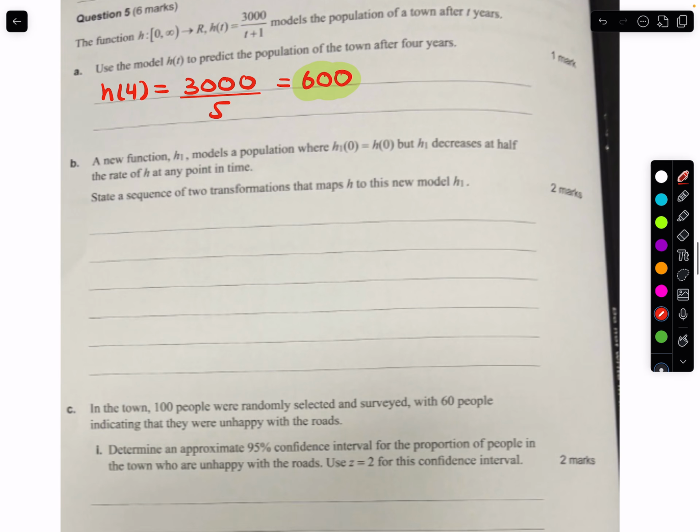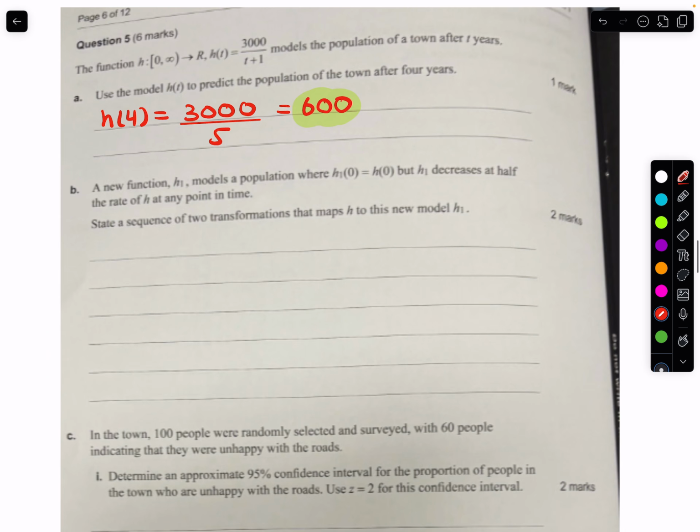So next question. A new function h1 models a population where h1 of 0 equals h of 0. What this tells me is, because h of 0 represents the initial population, which is what? 3,000, because you sub in t equals 0, it's just 3,000 divided by 1. So the initial population is 3,000. h1 of 0 also means that the initial population for your new function h1 has to be 3,000 also. They basically start with the same population. This is what this part here means. All right, so that's what that means.